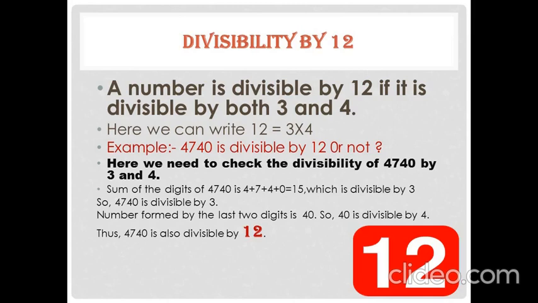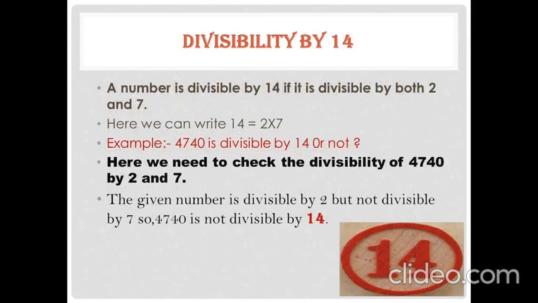The sum of all the digits of 4740, that is 4 plus 7 plus 4, is equal to 15, and 15 is divisible by 3. So 4740 is divisible by 3. Now we have to check divisibility by 4. The last two digits are 40, so 40 is also divisible by 4. So finally we got that 4740 is divisible by 12. In this manner we can check whether the given number is divisible by 12 or not.